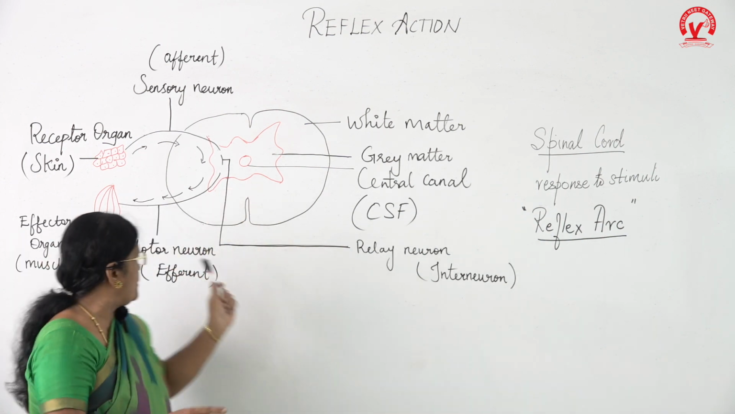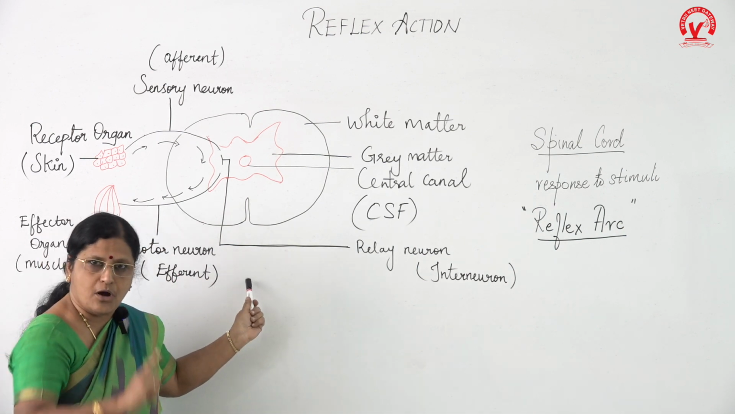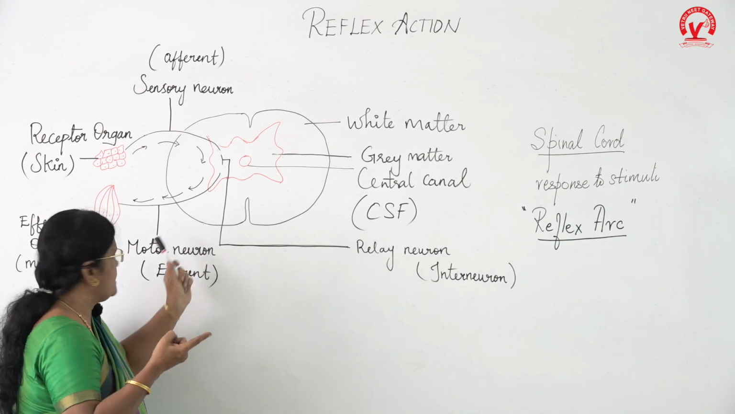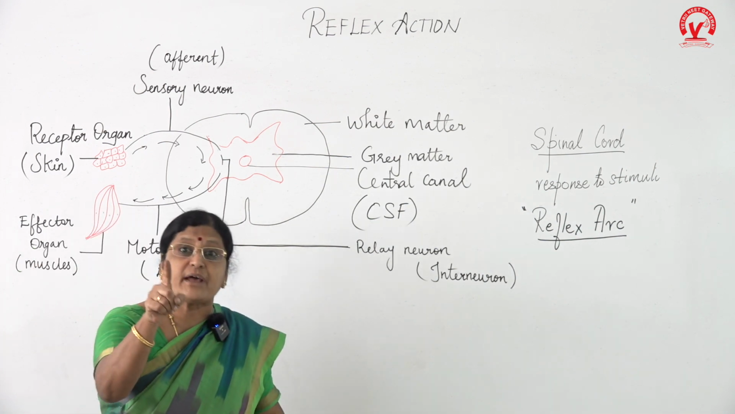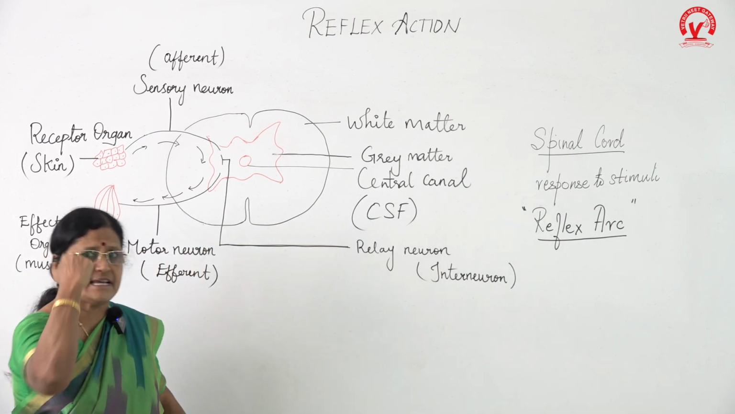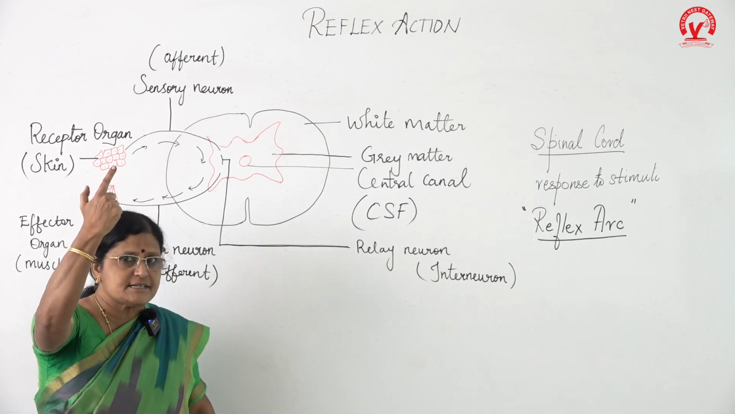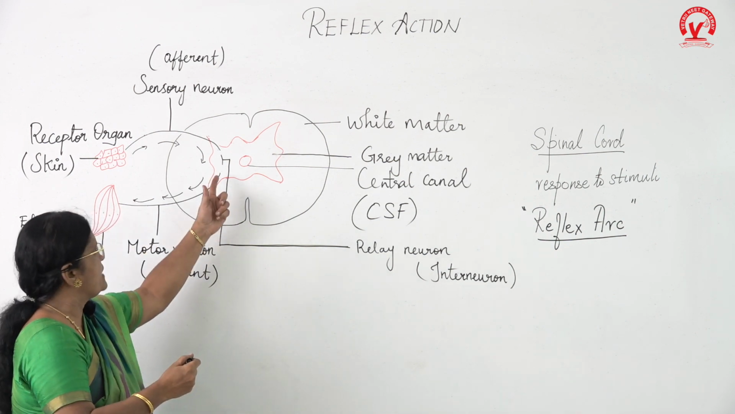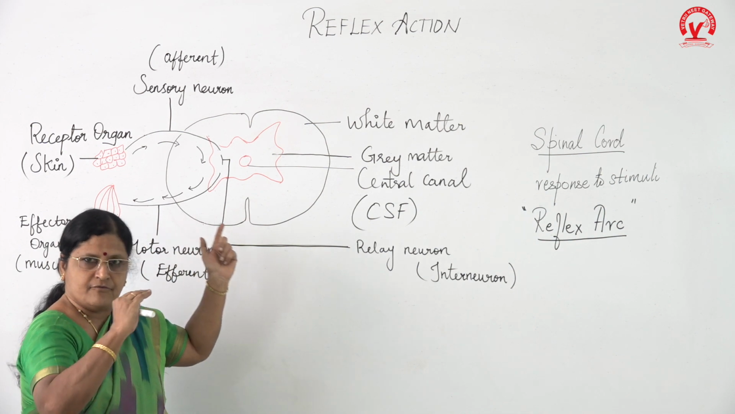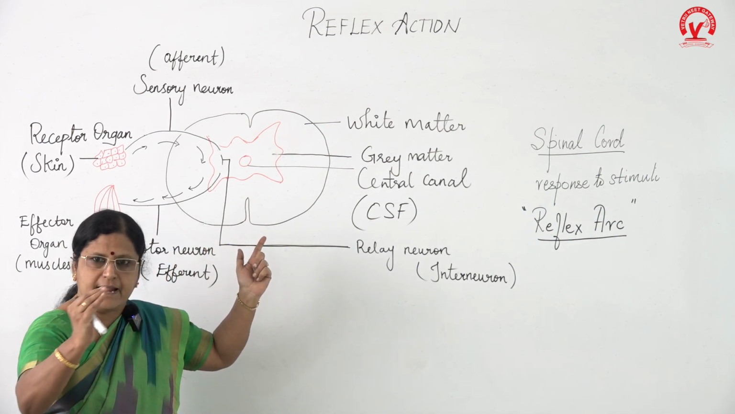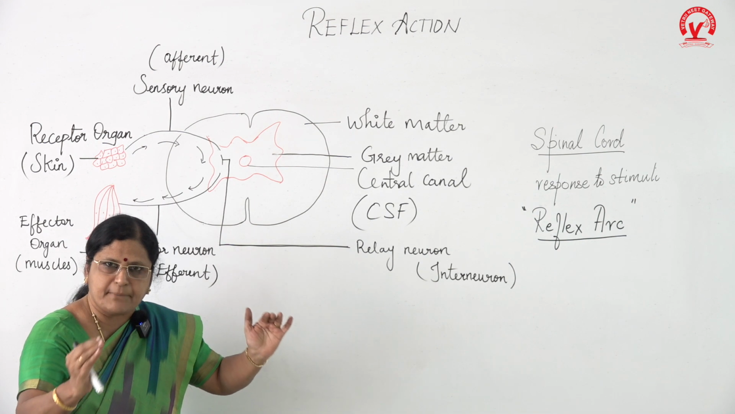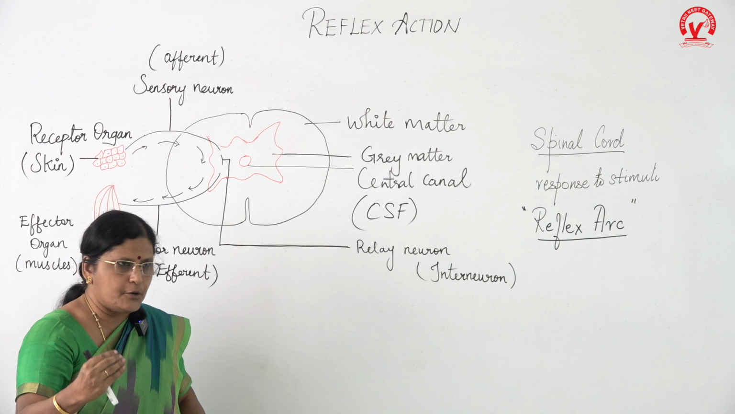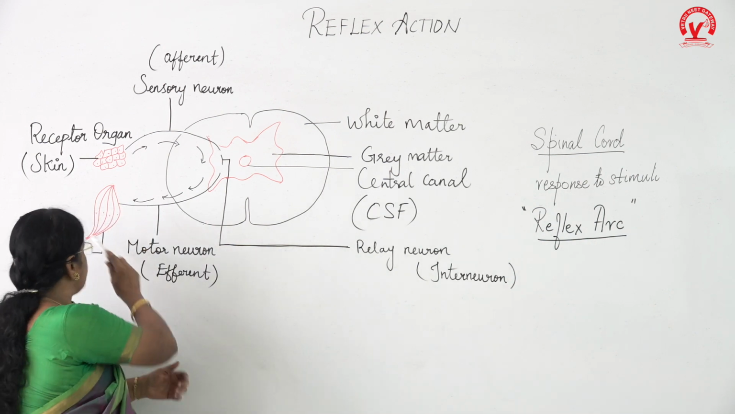The name of the next neuron is motor neuron. The motor neuron receives the impulse and passes it on. The motor neuron is otherwise called efferent neuron. The sensory neuron is called afferent neuron. The motor neuron is called efferent neuron. Now this efferent neuron brings the impulse out of the spinal cord, and through this nerve or neuron it reaches the effector organ.